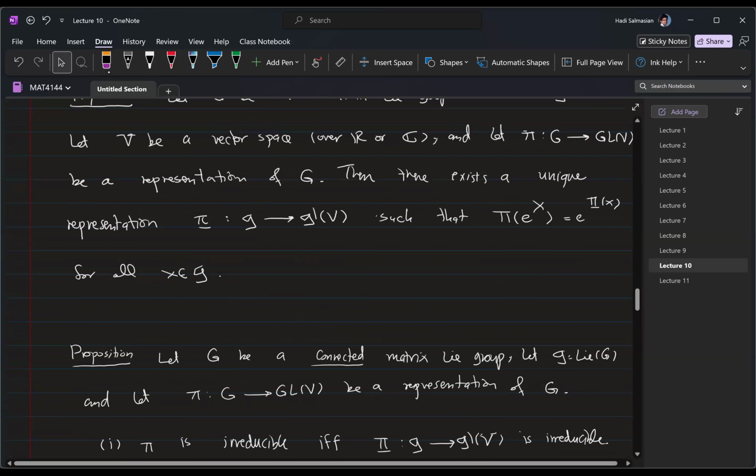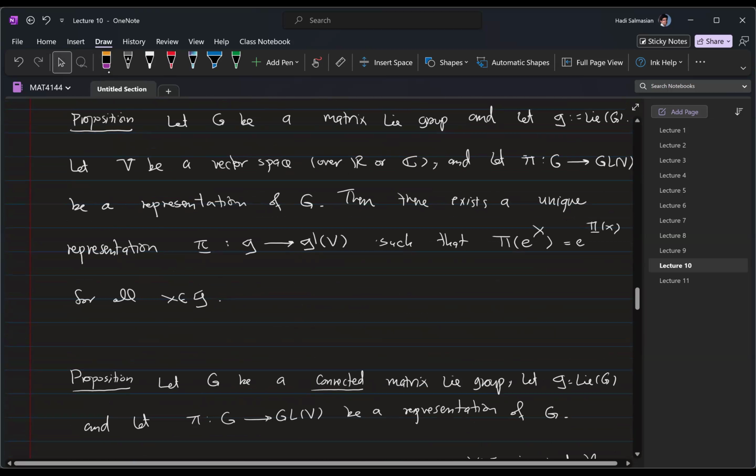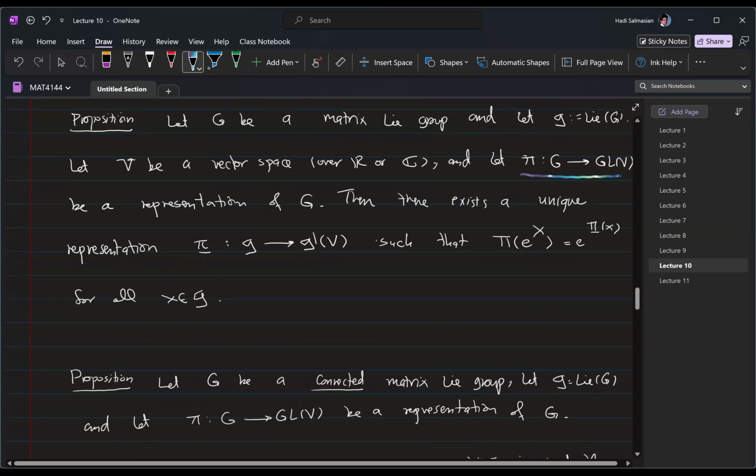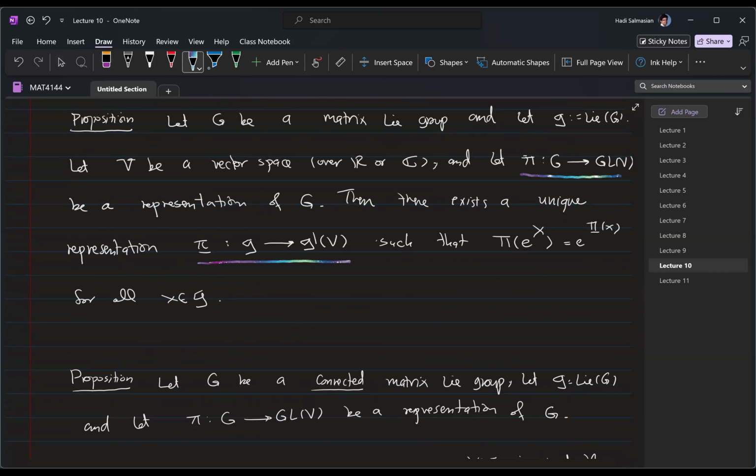And then we also saw that any representation can be differentiated. We can have the derivative representation of a representation pi of G. The derivative is this pi under 9. We keep this notation throughout. And it's going to be a representation of the Lie algebra, fraktur g, of the Lie group G. Okay?